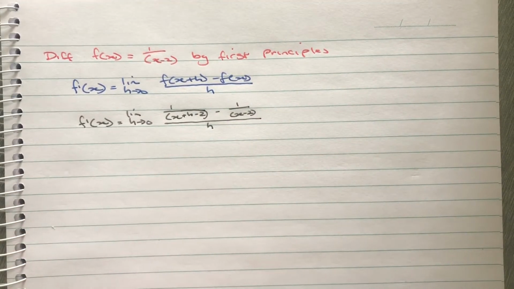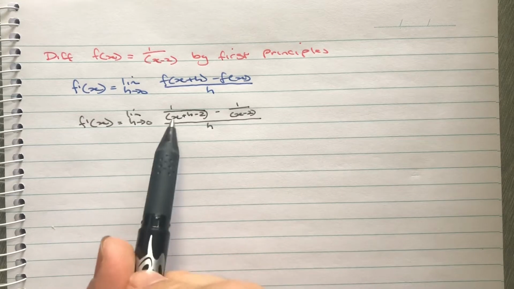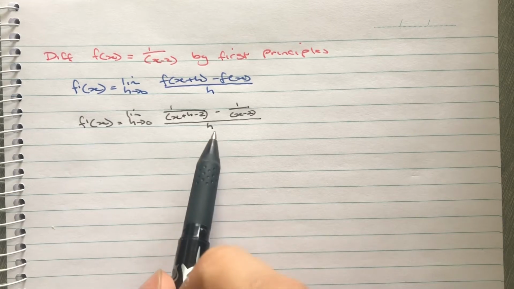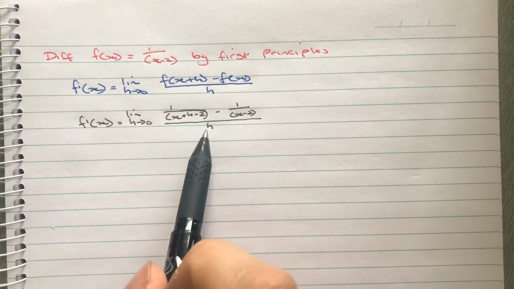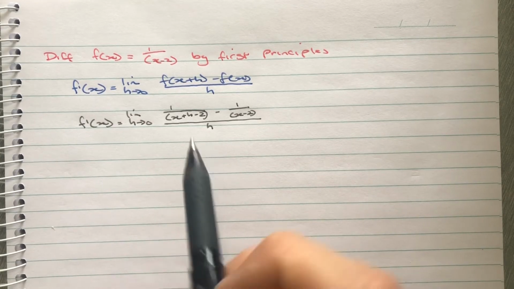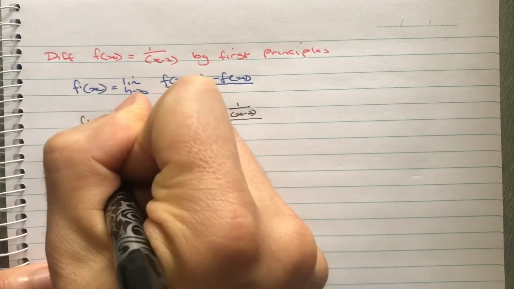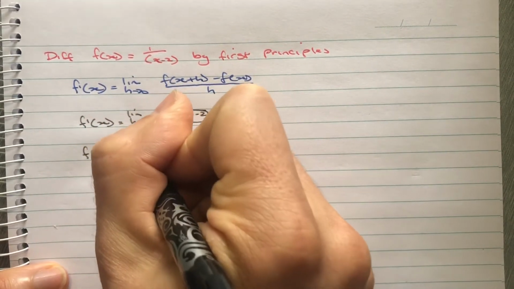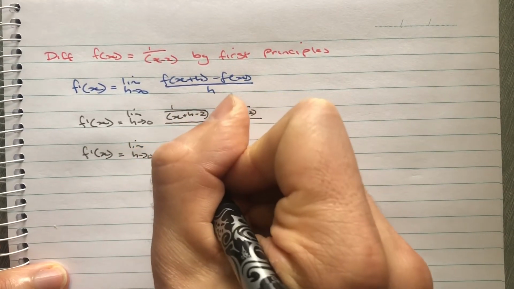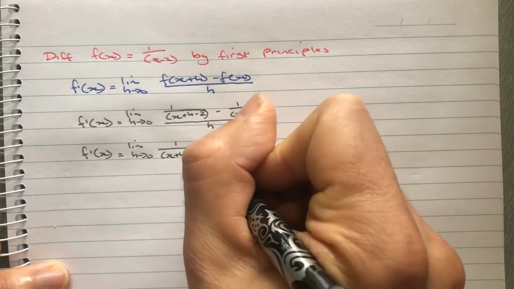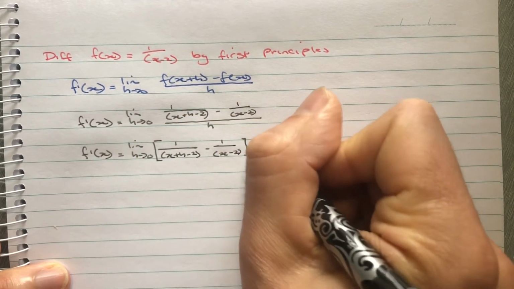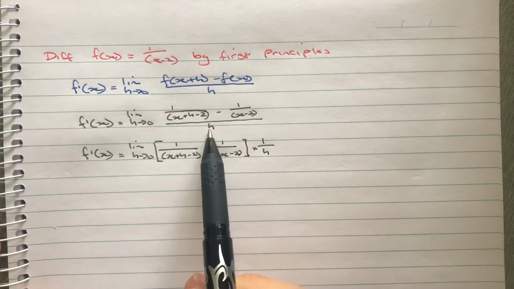Okay, so I've substituted everything into the rule. This looks pretty yucky, doesn't it? We've got fractions of fractions. What I'd like to do is just make it a bit easier to look at and understand. So I'm going to move this divided by h. Divided by h is the same as timesing by 1 on h. So that's what I'm going to show in this next section here. See how I've moved this divided by h over to here?